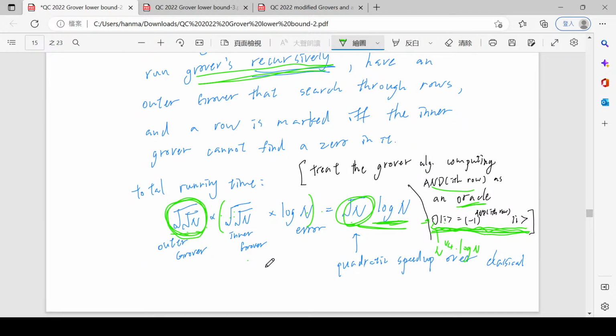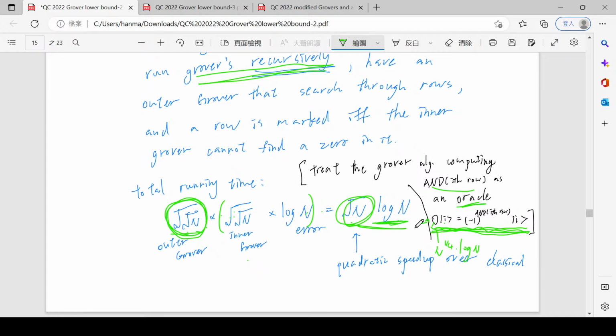root n time. And so the total number of queries you need: you need to run the outer Grover n to the 1/4 times, and each query of the outer loop is doing the inner loop, and each of these is actually n to the 1/4. So we need to multiply by another n to the 1/4, and this log n. So the total number of queries is square root n times another log factor.